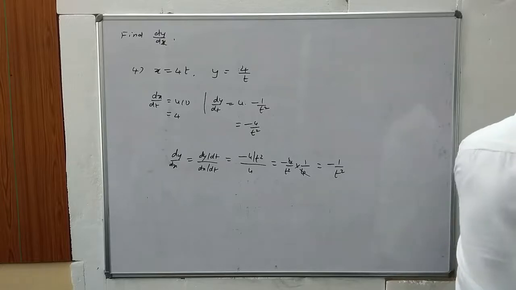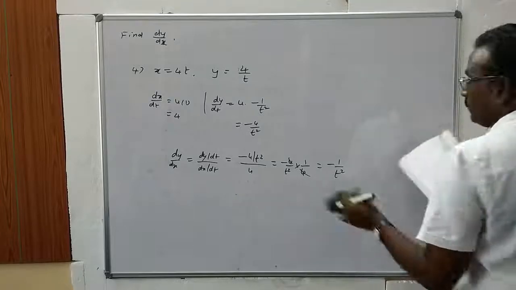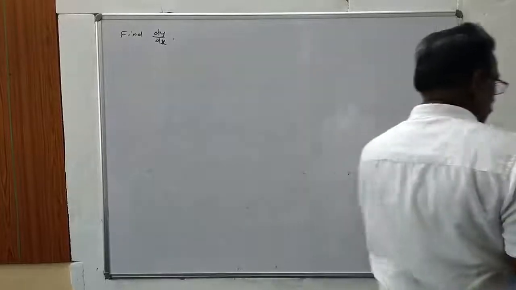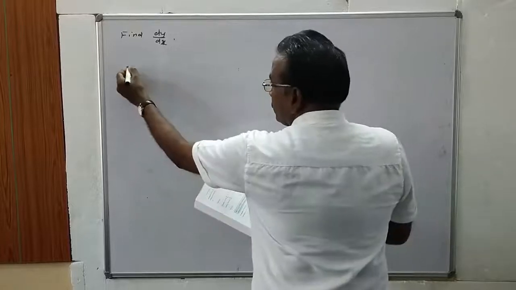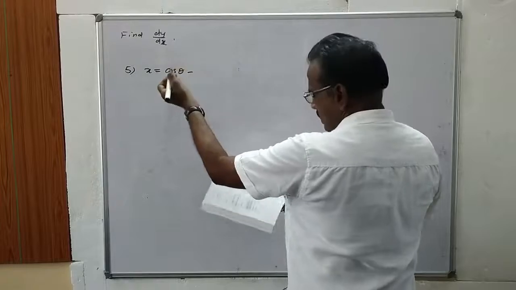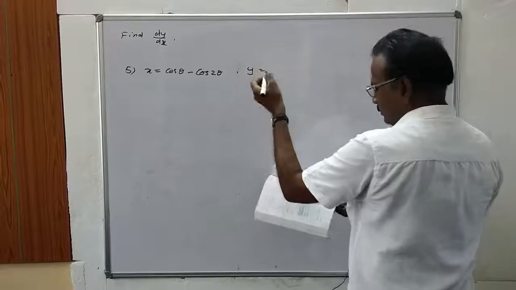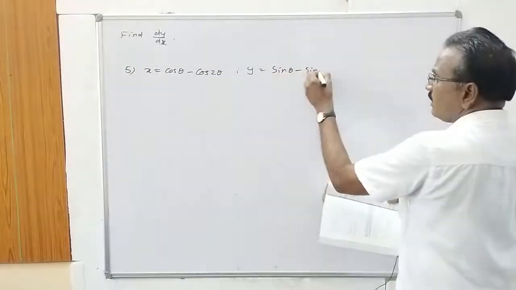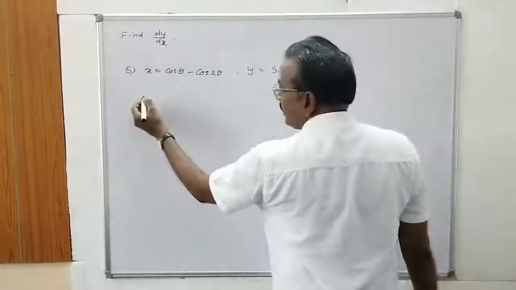Next, question number 5. X is equal to cos theta minus cos 2 theta. Y is equal to sin theta minus sin 2 theta. So find dx by d theta value.